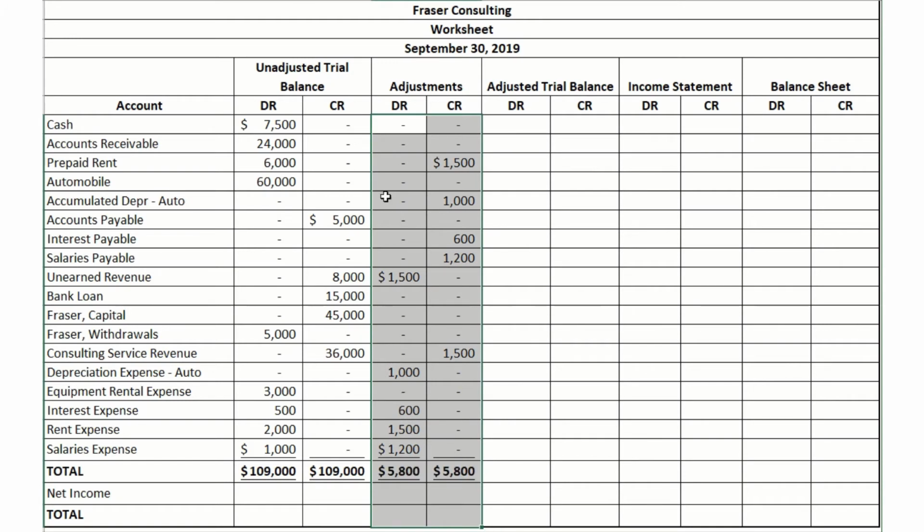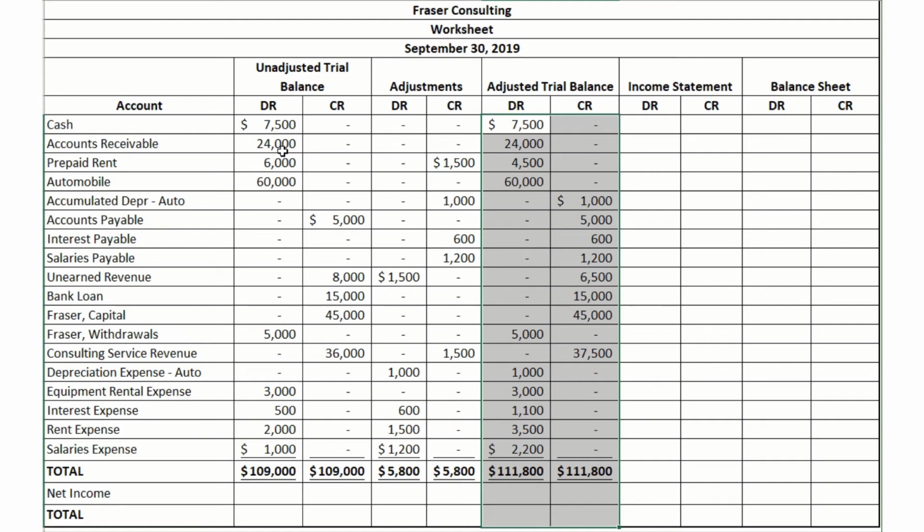Once we've done those entries, we then want to add up the relative columns to make sure that our debit and credit adjustment columns are in balance. Once we've verified that these items are in balance, we will then move forward and create our adjusted trial balance. In this situation, we need to take our opening unadjusted balance, plus or minus any adjustments.